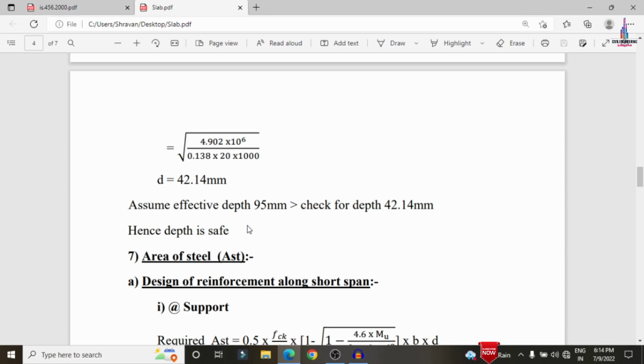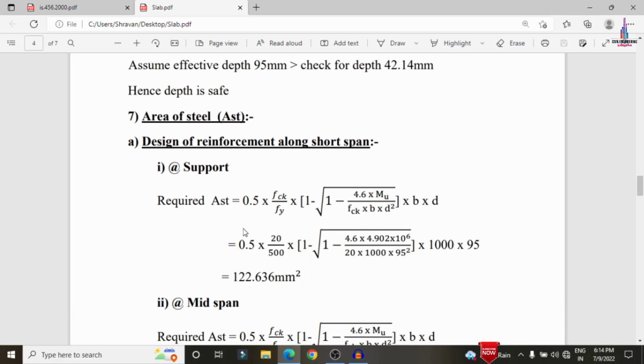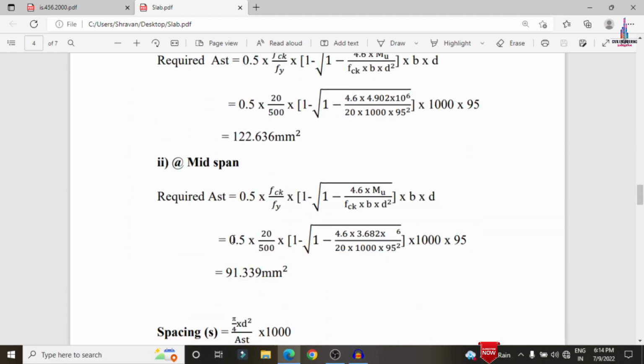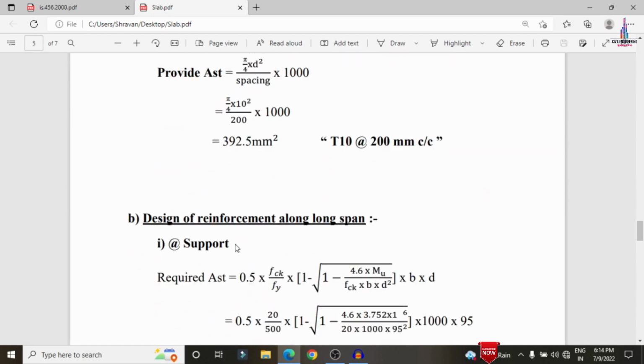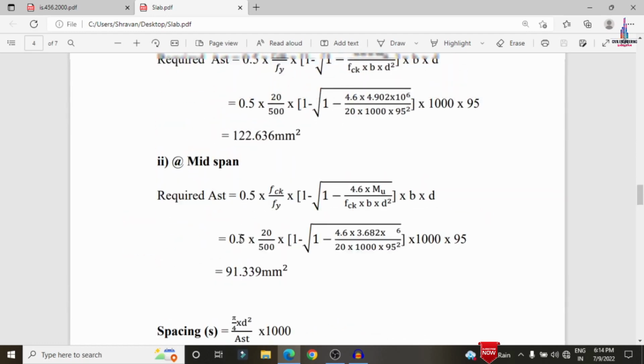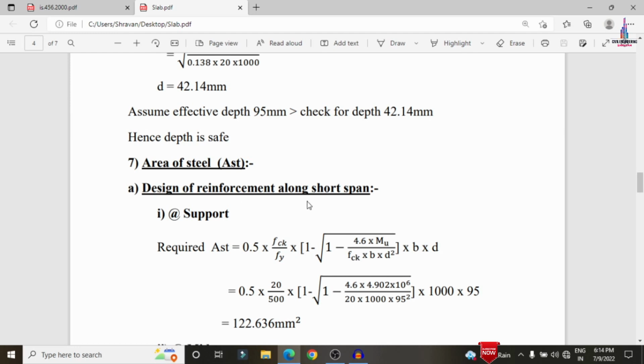Okay, the next step is the calculation of the steel. Basically, at the support condition we have steel, and at the mid-span we also have steel, along with the spacing of the bars for the particular section. Here, this step is the design of the reinforcement, for the shorter span only, which is 3.01 meter in length.